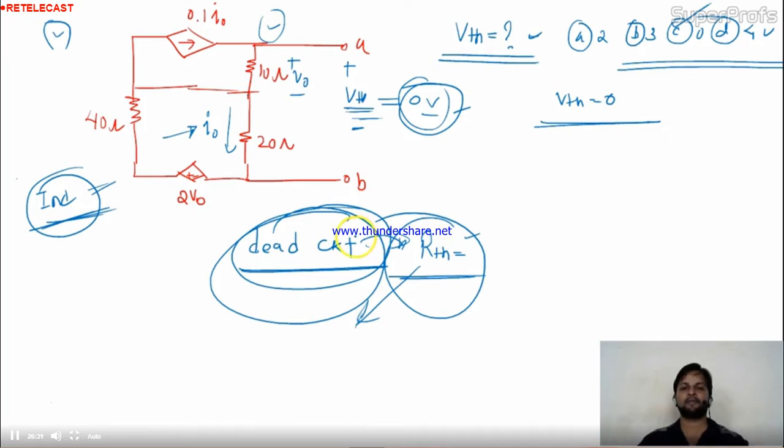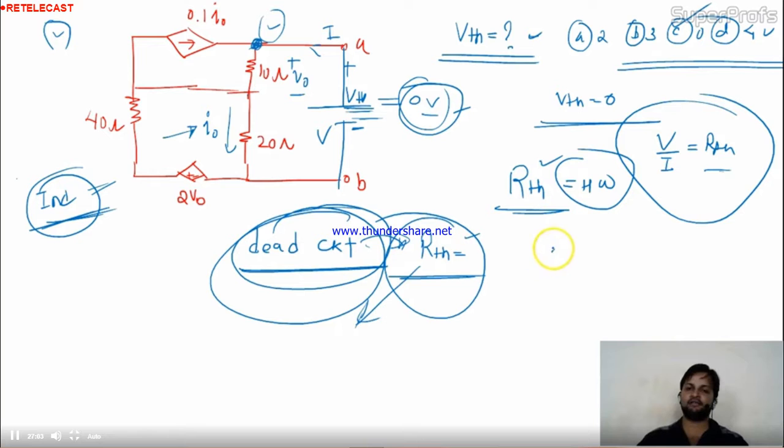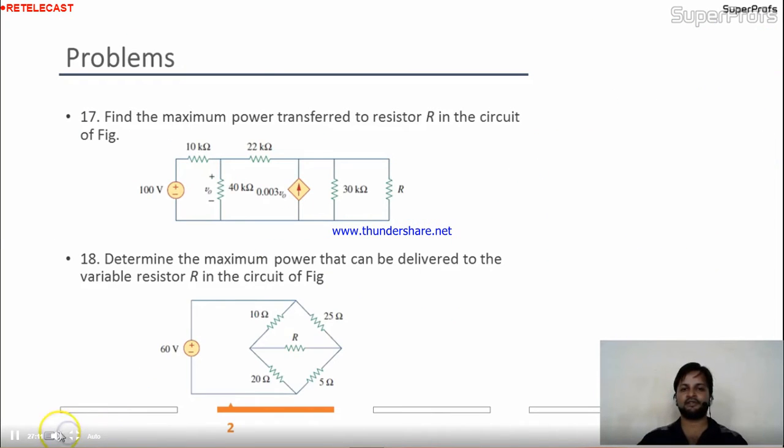Now come to the RTH. RTH calculation is your homework over here. You have two methods to calculate RTH. One, you can apply a battery V over here. Because of this battery you have I. Now you can apply nodal analysis or mesh, whatever you need, to find out V by I, and your V by I will be nothing but your RTH. And I am telling you the value of RTH when you calculate this: it will be 39.2 ohm. So this is homework for you. I hope this is clear for you.